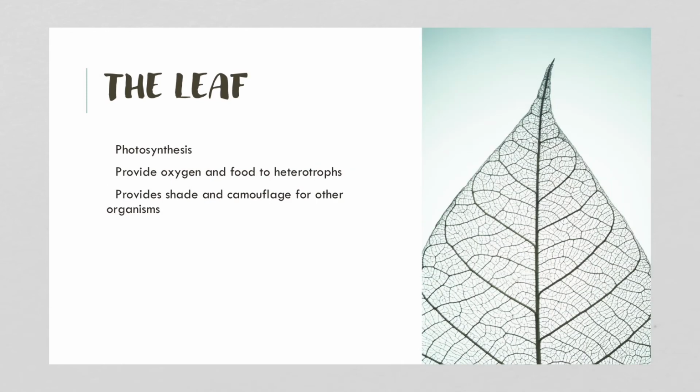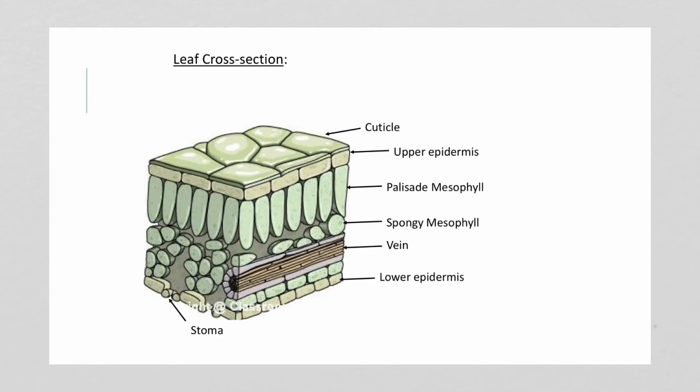The leaf performs photosynthesis. It provides oxygen and food to heterotrophs and provides shade and camouflage for other organisms. And it's what keeps the plant alive because it provides itself its own food as well. This is a cross-section of a leaf. We saw one already. So again, the cuticle is made out of wax. This is the upper epidermis.